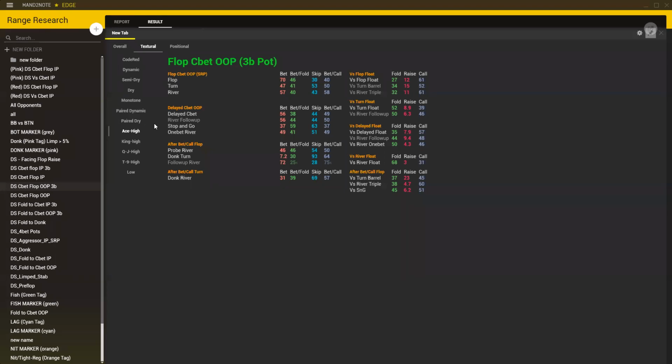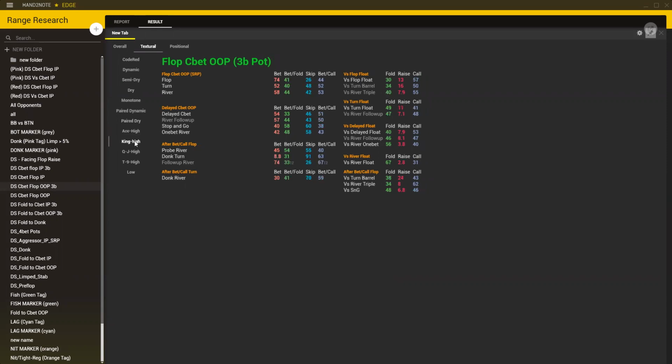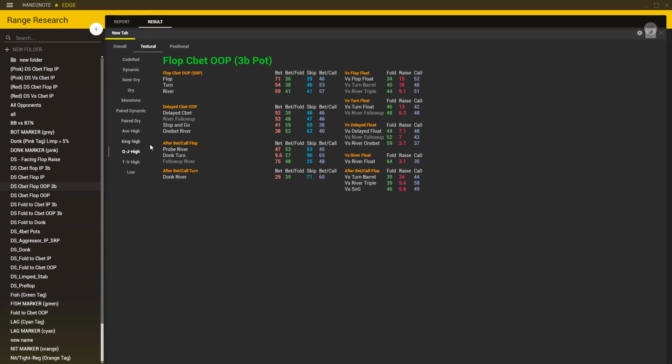So in a spot where the turn card is not good for us, it's a high card, it's good for the 3-bettor, we're generating above average fold equity on the turn float bet. King high, you see that number decreasing. Queen jack high, it's now well below average. So again, this might seem counterintuitive, but the board textures that we really like on the flop are not the same board textures that are good for float betting the turn. It's actually the board textures that we really dislike on the flop that end up being the best for float betting on the turn.